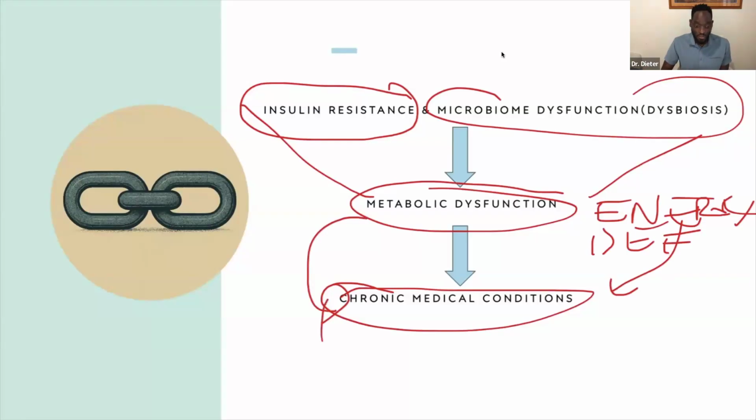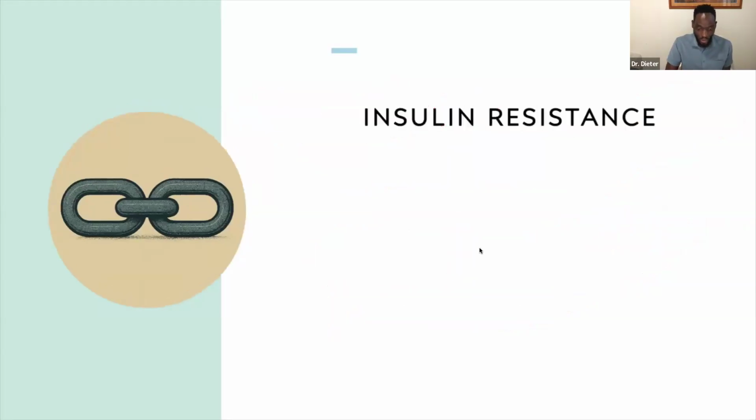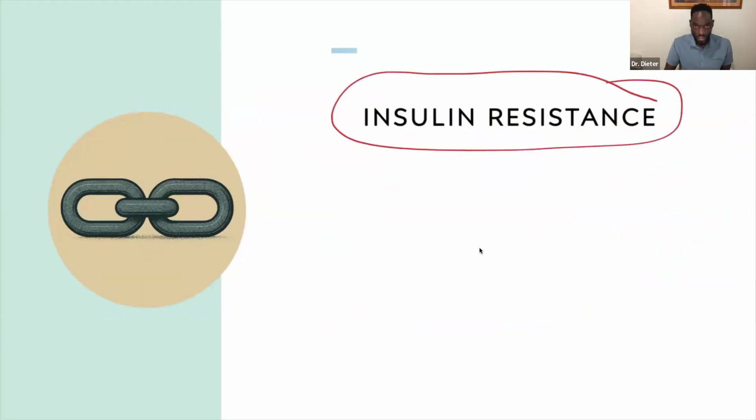And we now have convincing science that says that there are two things that sit at the root of this metabolic dysfunction. One, insulin resistance, the other, microbiome dysfunction. I want to take those two things one by one and dissect them and help you understand. First, what is insulin resistance? To understand what insulin resistance is, it's important to understand what insulin does in the first place.